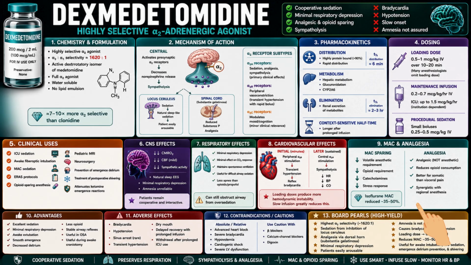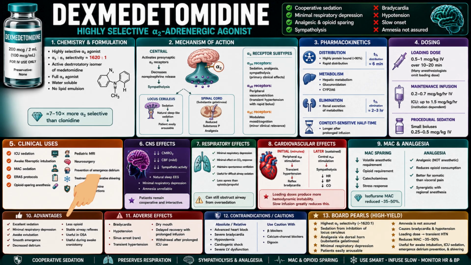Better for somatic pain than visceral pain, similar to ketamine in this characteristic. Reduces catecholamine release. Stress response is blunted. This contributes to the smooth hemodynamic perioperative course. Advantages. Comprehensive summary. Excellent sedation quality. Natural, sleep-like, cooperative, arousable, minimal respiratory depression, the most clinically significant advantage over all alternatives.